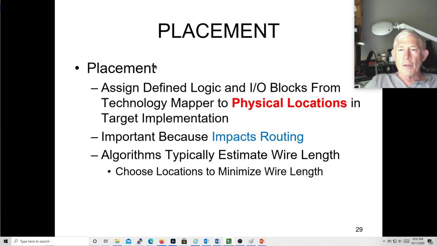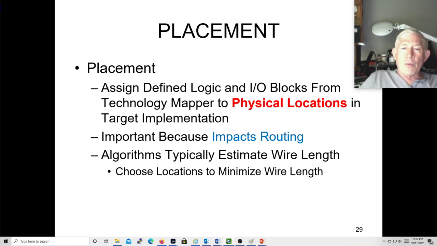Placement has to do with picking the actual slices and I/O blocks that are going to be used on the chip. So the mapping deals with the prototypic slices, how many slices you need, but the placement determines which slices actually get used. And this has an issue because once you get all this placed, that drives how the routing has to be done.